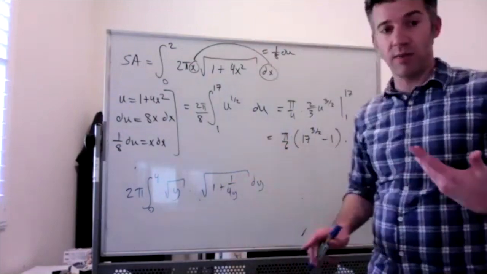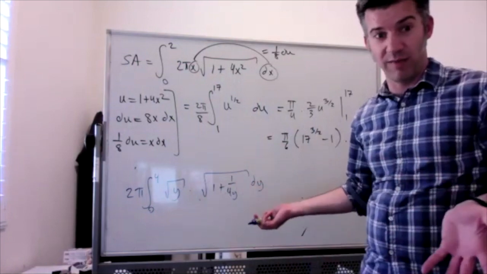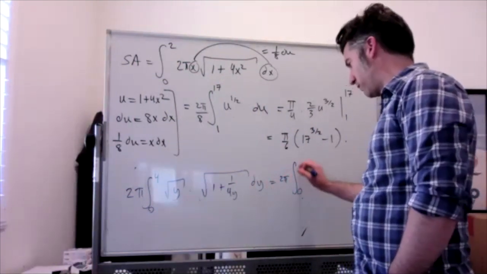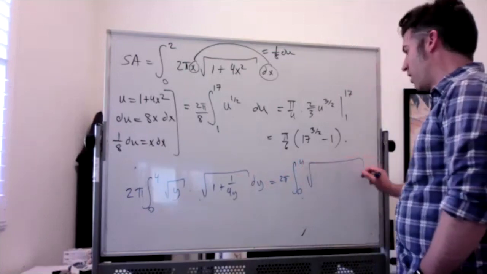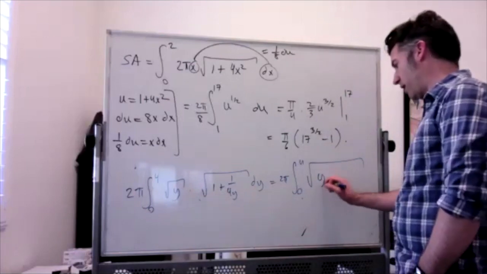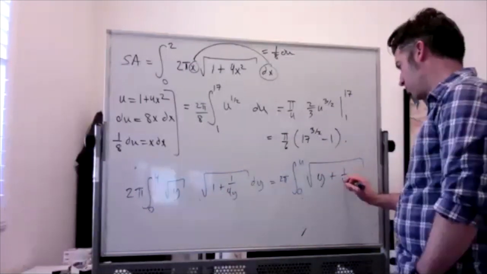And now here's the great thing. When you have square roots multiplied together, you can multiply them together. And this is totally 2 pi integral from 0 to 4 of the square root of y times 1 plus 1 over 4y, which is just y plus 1/4.